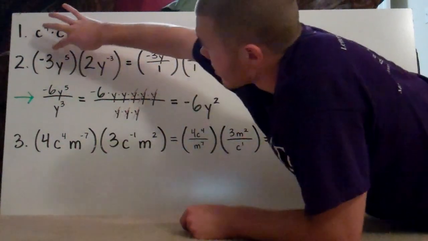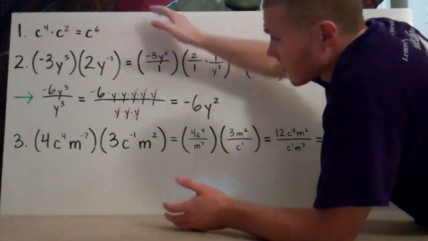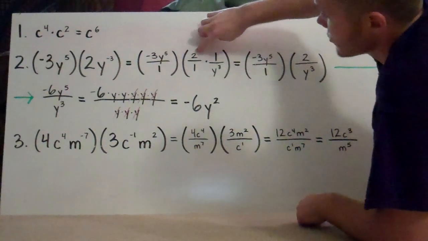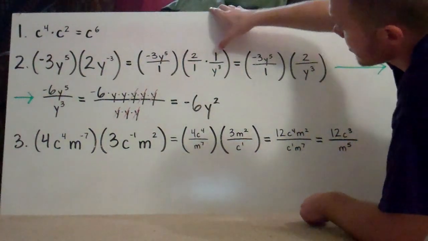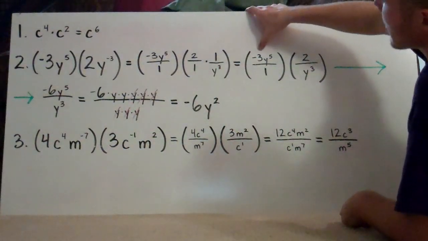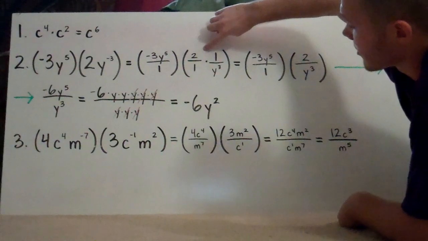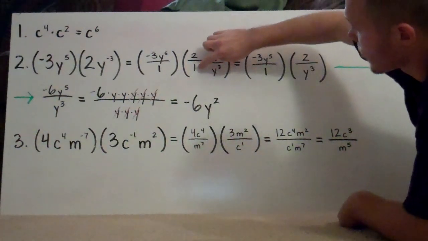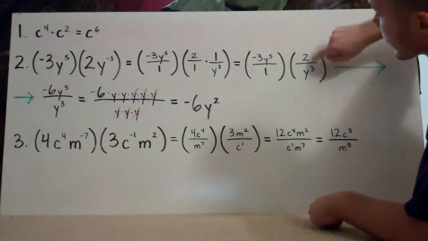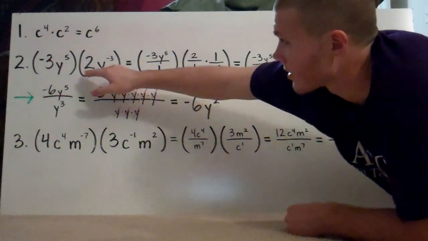So negative 3 times y to the fifth, I just turned into negative 3 times y to the fifth all over 1. And then 2 times y to the negative third, I turned into 2 over 1 times, and then y to the negative third, I turned into 1 over y to the third, because you never want to deal with negative exponents. Now, when you multiply, this stays the same, and then 2 times 1 is 2, 1 times y to the third is y to the third. So this term right here became 2 over y to the third.